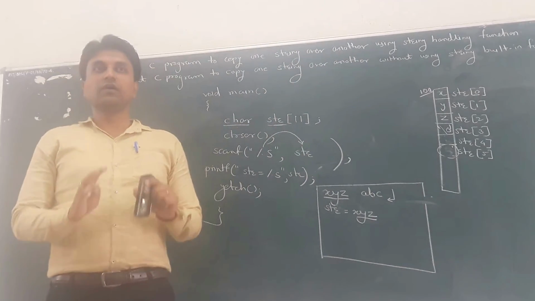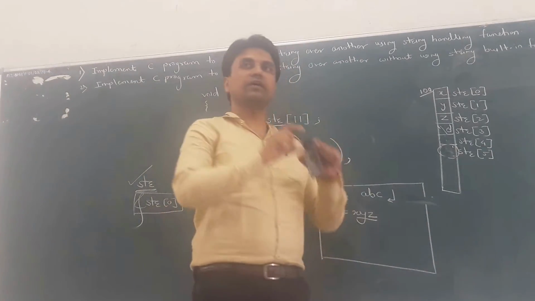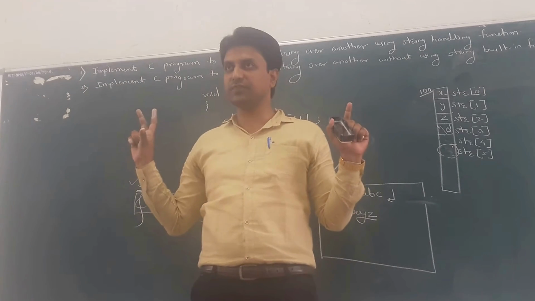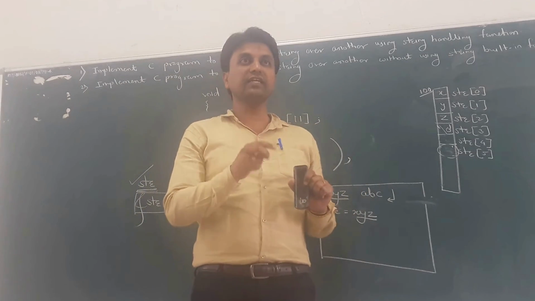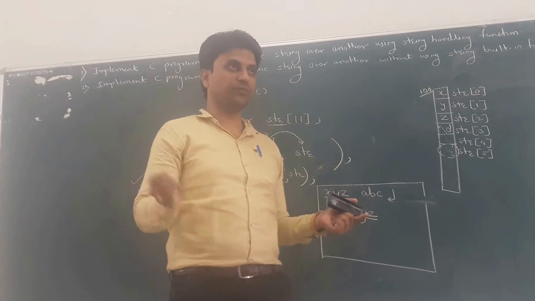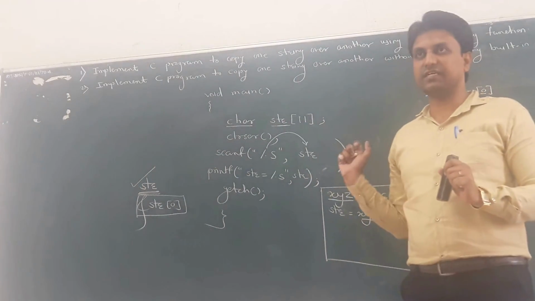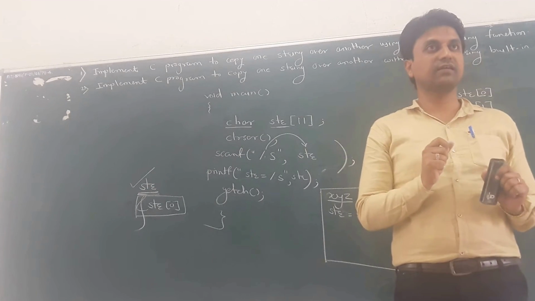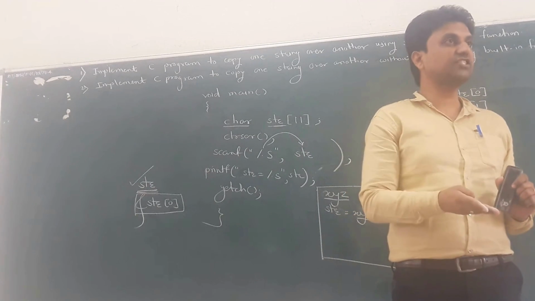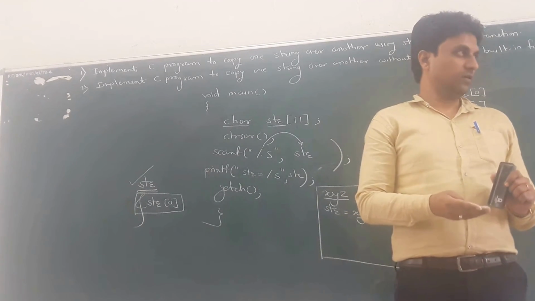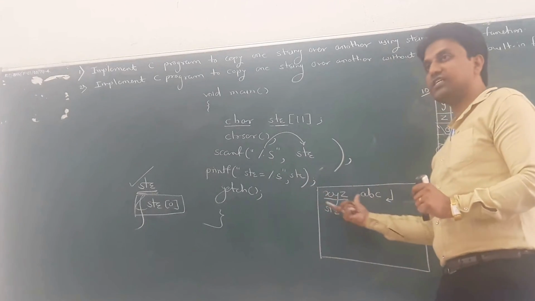For example, what is the output you want? Enter your full name. That is the first message. Next, you can enter your full name with spaces. Suppose Amol space Jagtap. This is the string, my full name. Okay, so the space is there, and we want to display that string. But only what string is displayed?